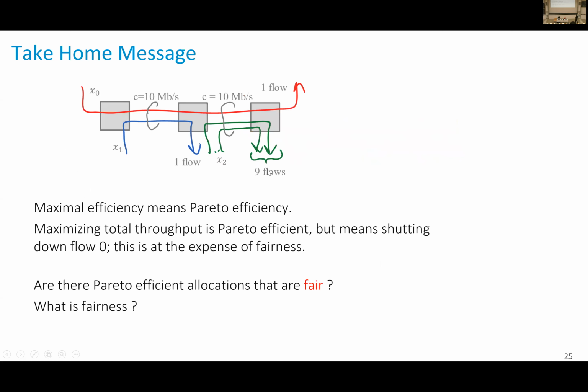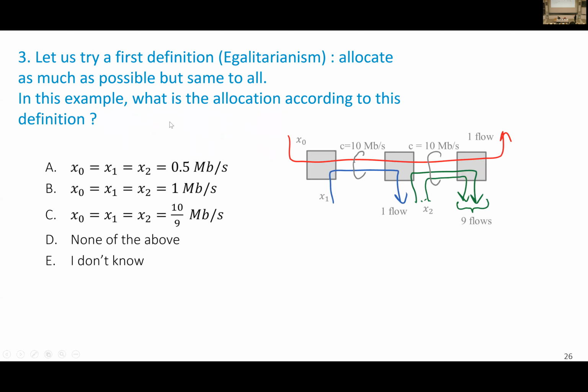But the question that this raises is that among all Pareto efficient allocations, what are the ones that we would like to implement? What are the things that we should do on the internet? We've seen that an allocation that is particularly not interesting is the one that gives 0 to this flow here.